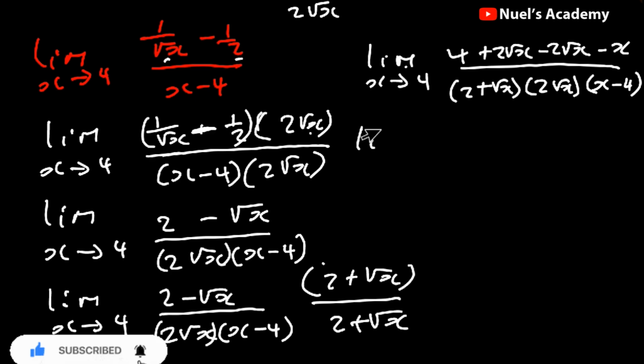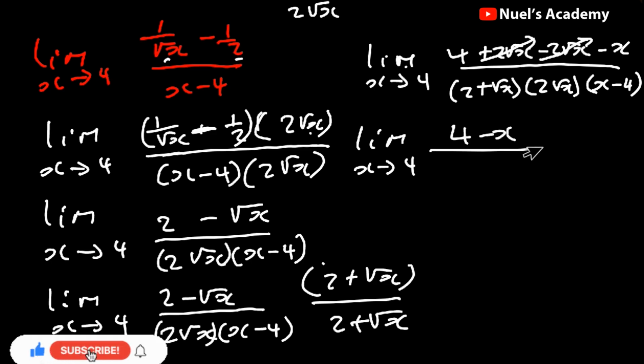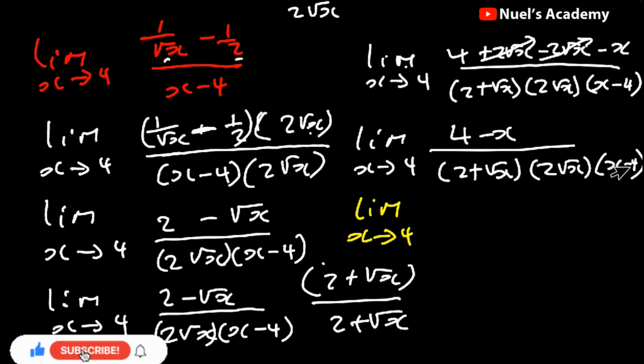So we have limit as x approaches 4. Then plus 2 root x and minus 2 root x will cancel. We'll be left with 4 minus x. Then this is over 2 plus root x multiplied by 2 root x multiplied by x minus 4. So we have limit as x approaches 4. As you can see, we have 4 minus x here and we have x minus 4.